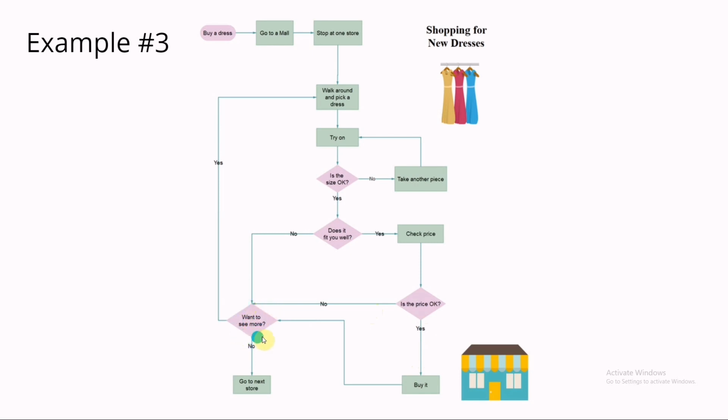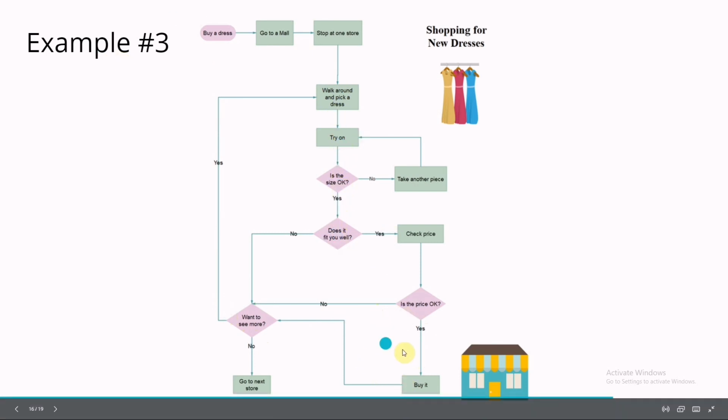If you want to see more, then you go to yes, then walk around to check another dress. Mostly there's no output here, but after you buy it, you end, and you can have another output here, which is the end of shopping.